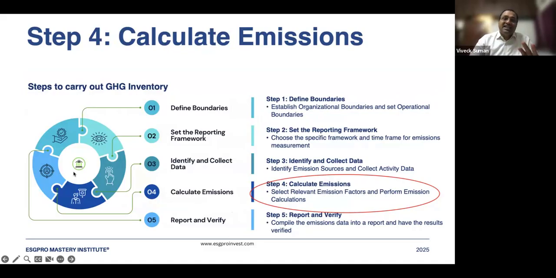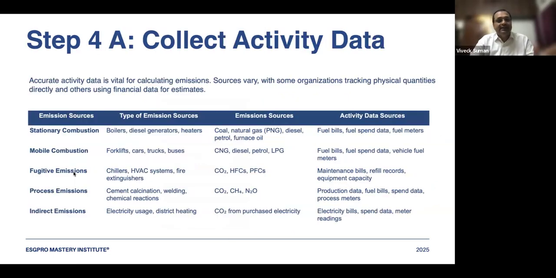Okay. Now step 4 is calculate the emission. Calculate the emission has 2 processes. First, collect the activity data. कैसे करोगे collect? Following headings पे आप calculation करोगे. What are those headings? Heading number 1 in scope 1 will be always stationary combustion.